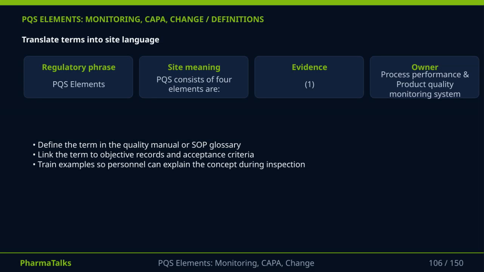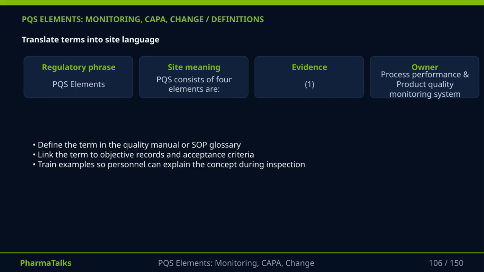On this slide, we're focusing on the key elements of the Pharmaceutical Quality System, or PQS, specifically monitoring, CAPA, and change management. It's important to start by translating these terms into the local site language to ensure everyone fully understands their meaning and implications within the site context.